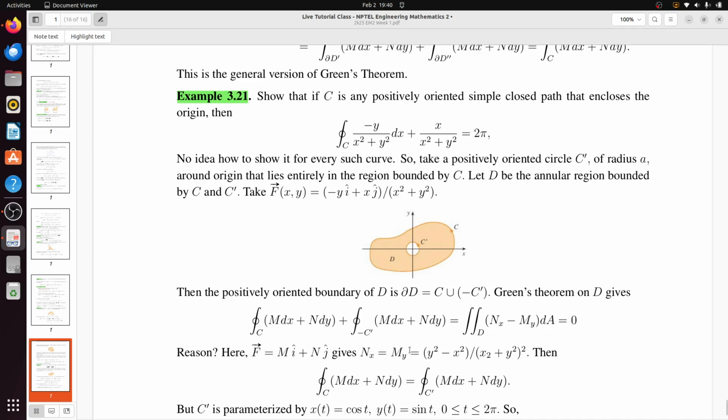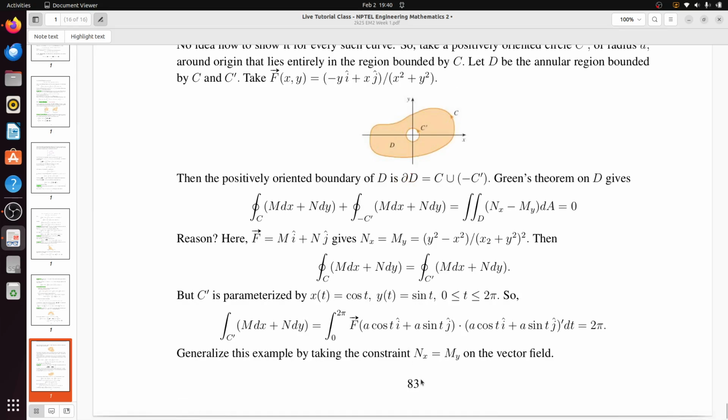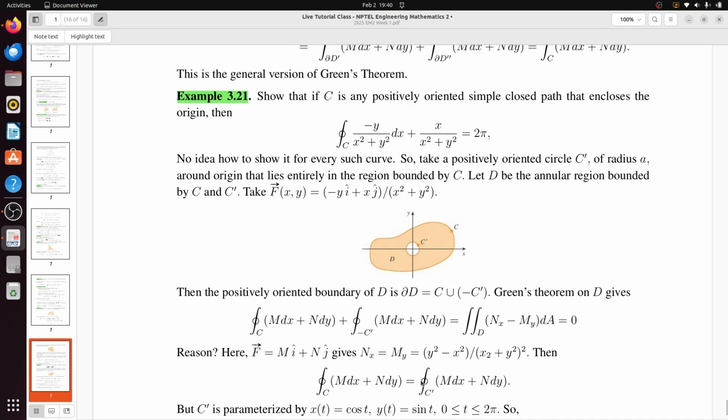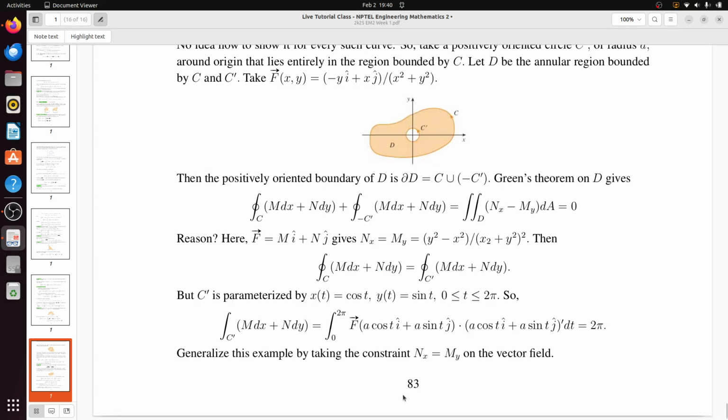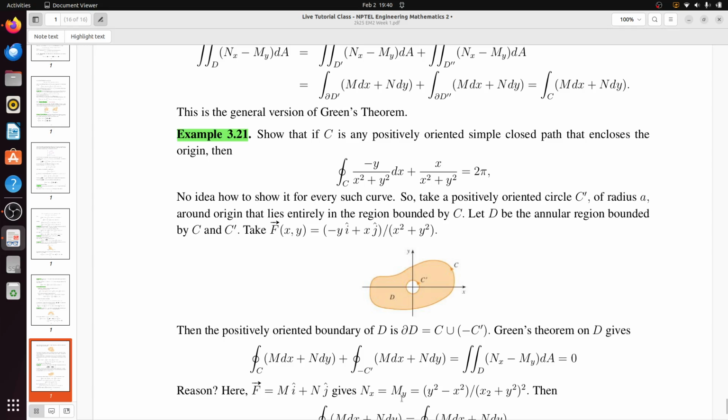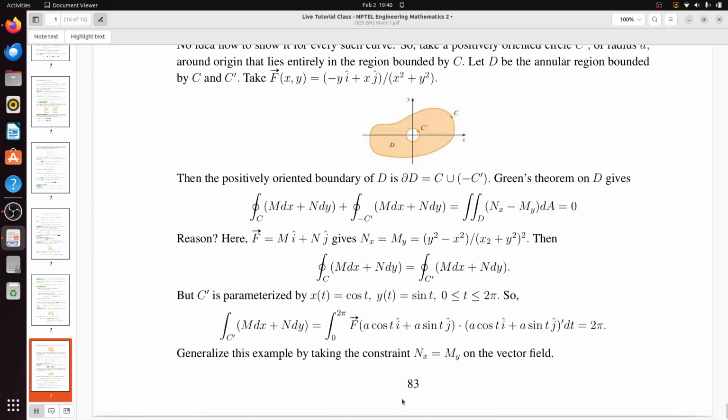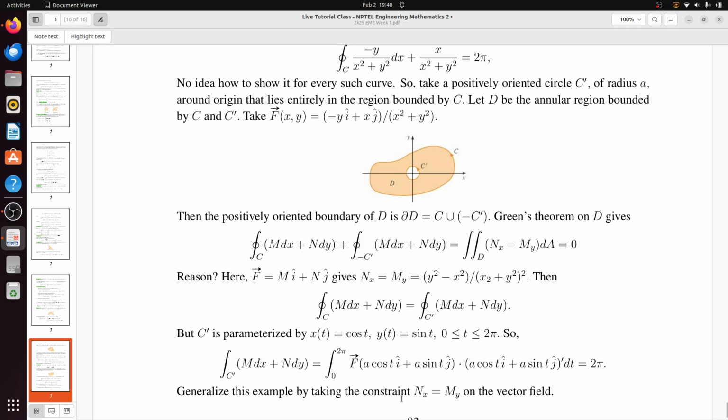Okay, this problem, I think something is missing. I think there will be one more extra page in this note. I have missed adding it, I think.